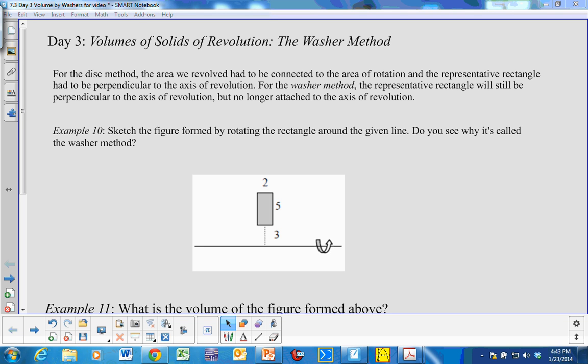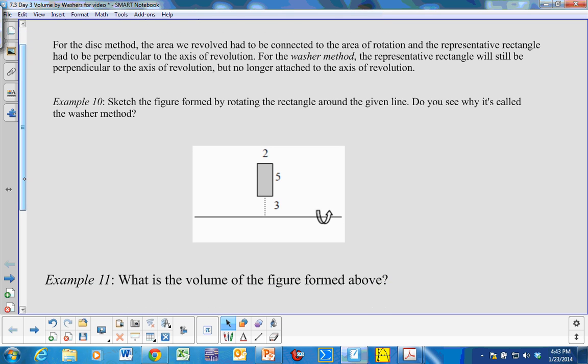Okay, here is day 3 of volumes of solids, and we're going to learn a new method called the washer method. For the disk method, we drew a rectangle, and basically the rectangle was perpendicular to the axis where we were rotating, and it was touching the axis that we were rotating around. Now, for the washer method, we're still going to be perpendicular, but we're not going to be attached.